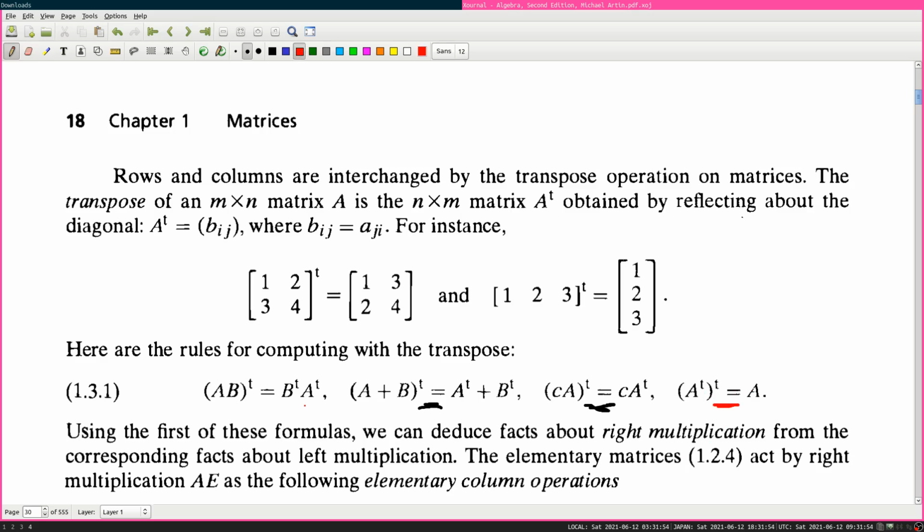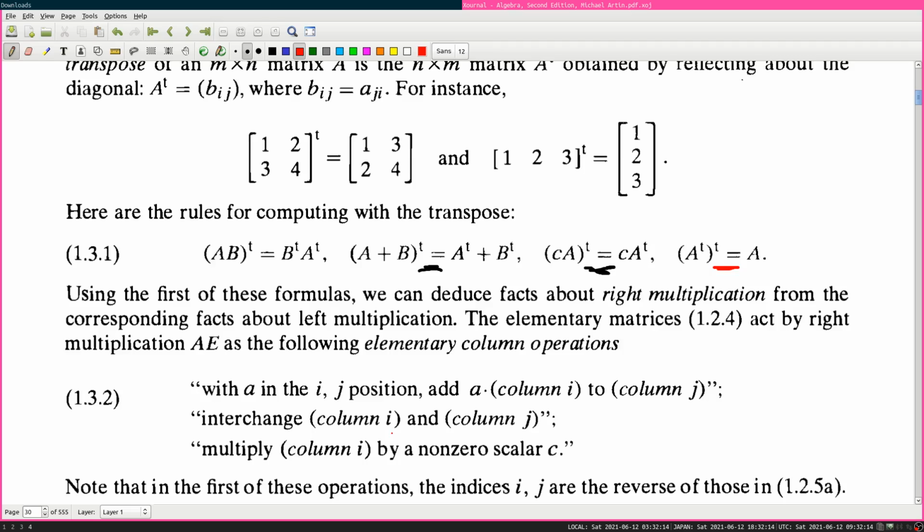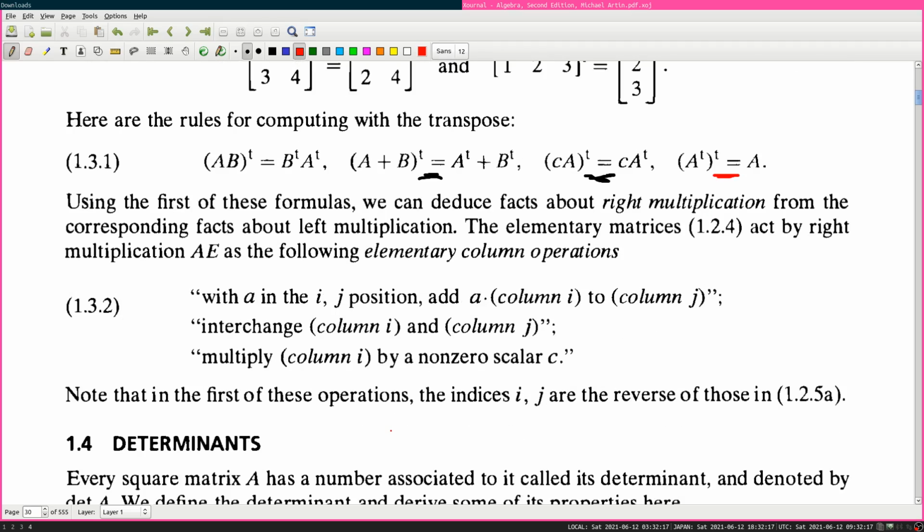Using the first of these formulas, we can deduce facts about right multiplication from the corresponding facts about left multiplication, using this transpose product rule. The elementary matrices, 1.2.4, act by right multiplication AE as the following elementary column operations instead of row operations. With a in the ij position, add a times column i to column j. Interchange column i and column j, and multiply column i by a non-zero scalar c. Note that in the first of these operations, the indices i and j are the reverse of those in 1.2.5a.